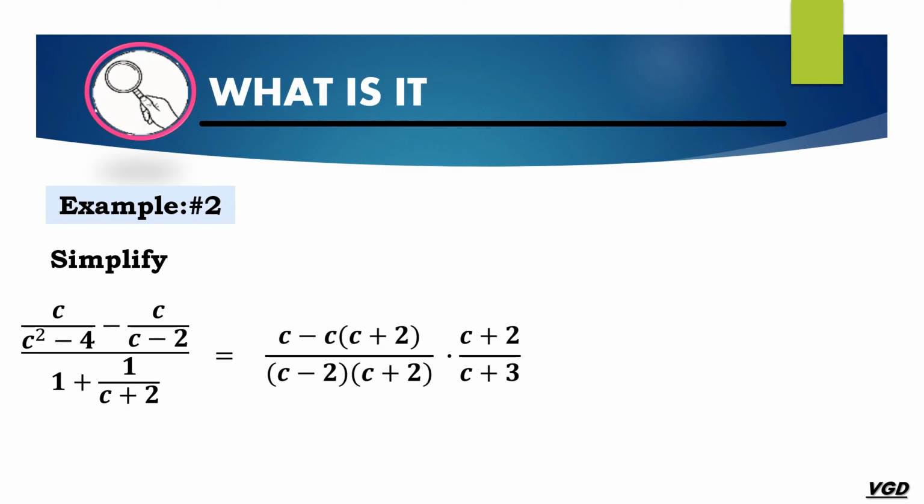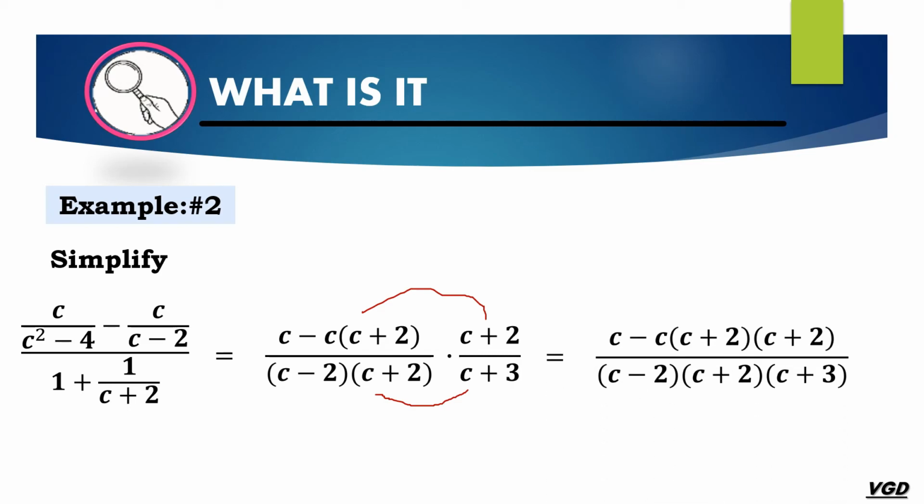Now, applying the rule in multiplying rational algebraic expressions, multiply numerator to numerator and denominator to denominator of the factors. So we will be able to get c minus c times the quantity of c plus 2 times the quantity of c plus 2 over the quantity of c minus 2 times the quantity of c plus 2 times the quantity of c plus 3.